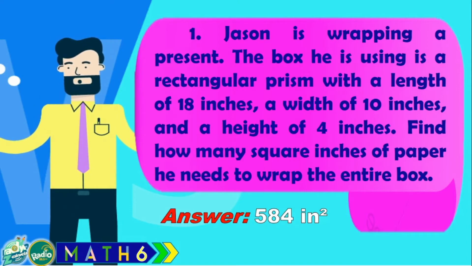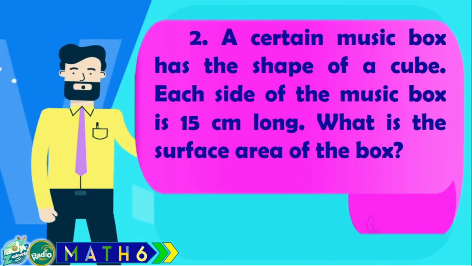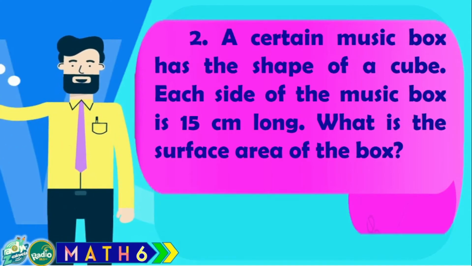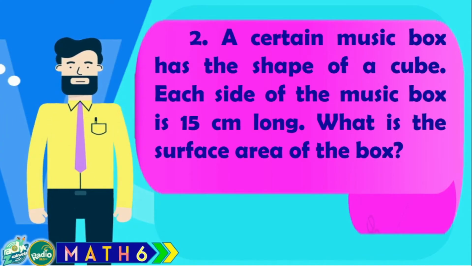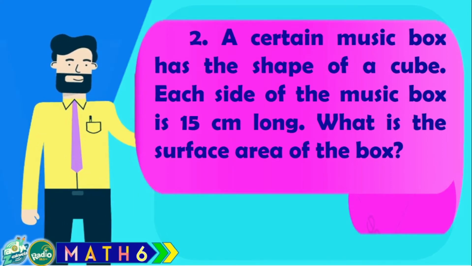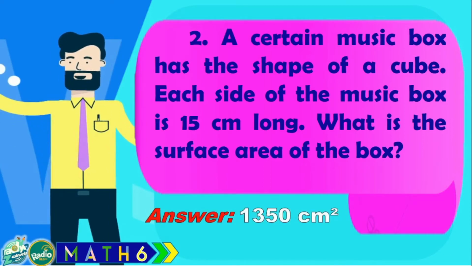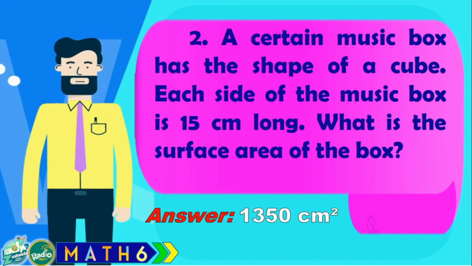For problem number 2, a certain music box has the shape of a cube. Each side of the music box is 15 centimeters long. What is the surface area of the box? Very good. The answer is 1,350 square centimeters.